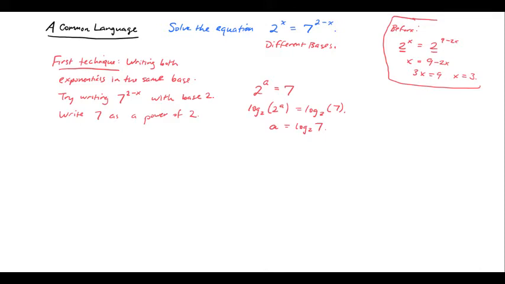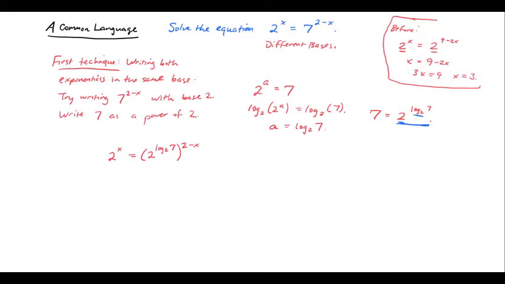Okay, so I could rewrite my equation as 2 to the x equals, and then let's see, well, this a is log base 2 of 7, so that means that 7 is equal to 2 to the log base 2 of 7. In retrospect, maybe I should have realized that a lot quicker, because if I want to write 7 as a power of 2, well, that's one way to do it. 2 and the logarithm base 2 cancel each other out. Anyway, I've got 2 to the x equals 2 to the log base 2 of 7, to the 2 minus x.